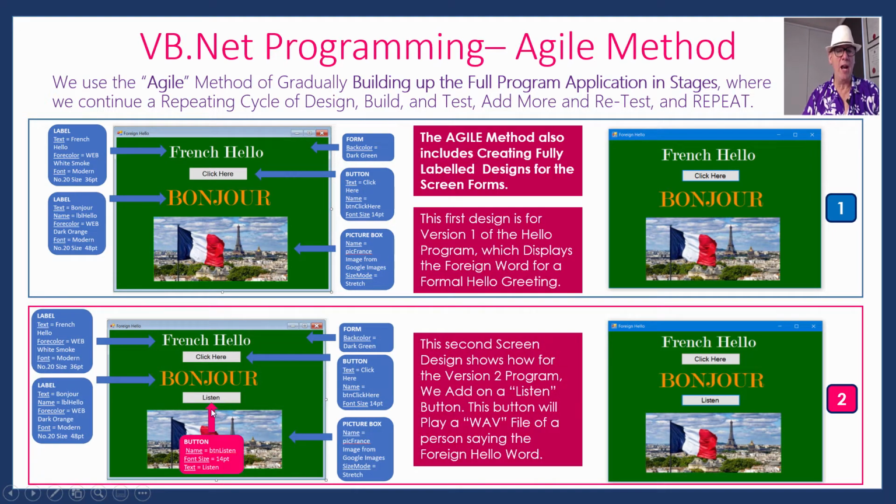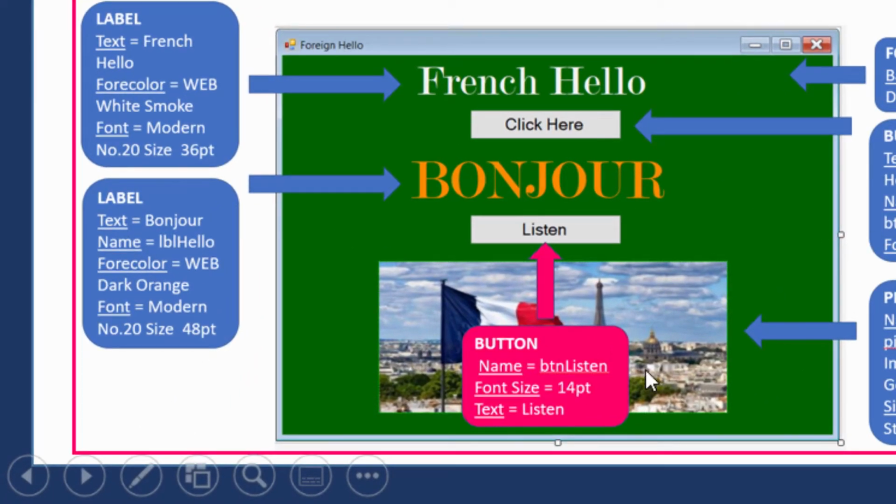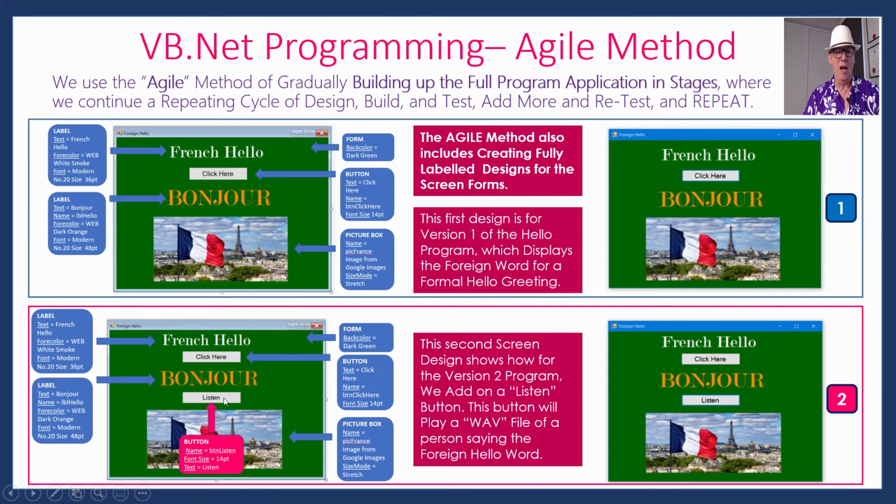Version 2 is where we're going to add that listen button and have the WAV file as well. So we update our screen design. Here, our mock-up. We need to update that in our design documentation and point out that we've got this extra button here, which is called btnListen. We're using Hungarian notation there to name the item, and that's a requirement as well. Google for Hungarian notation if you don't know what that is.